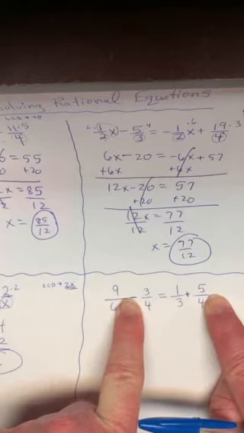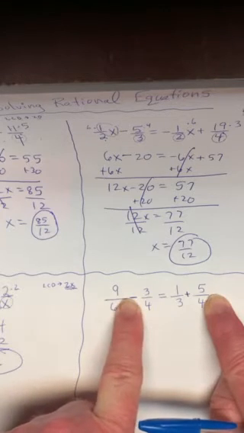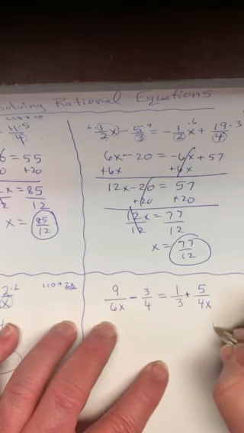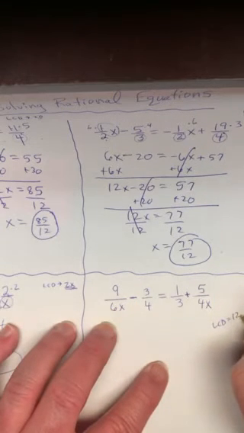6 and 4 and 3 and 4. If you had to get a common denominator amongst those 4 numbers, what one number could you turn them all into? Wouldn't it be 12? 6 goes into 12, 4 goes into 12, 3 goes into 12, and 4 goes into 12. So my LCD, my least common denominator, is going to be 12.